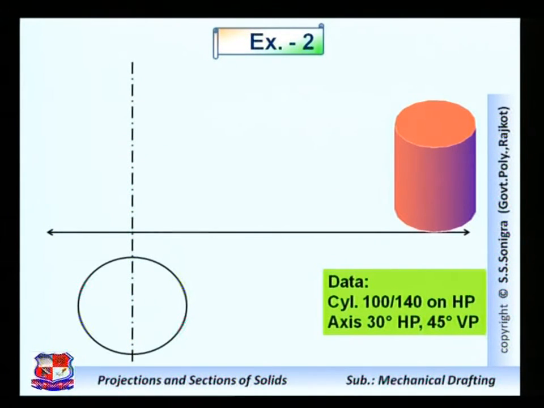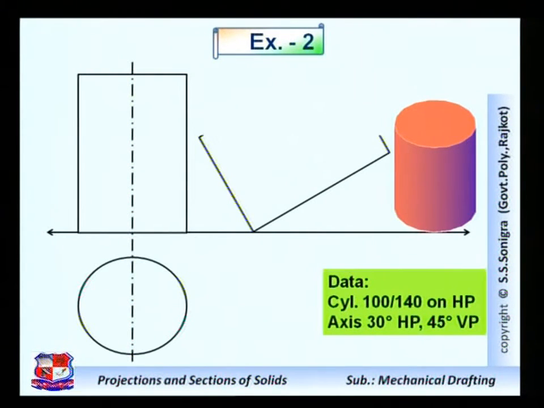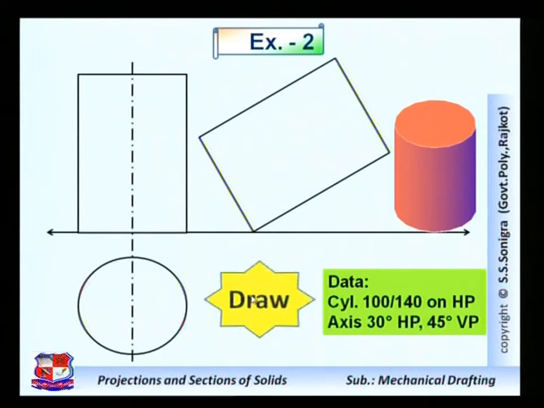Draw a circle below the XY line of diameter 100 mm, or 50 mm as a radius, and its front view having height equal to 140 mm by taking projection from the top view, and draw this front view. And here it is given that the axis is inclined at 30 degrees to HP. So rotate or tilt this front view at an angle of 30 degrees with the XY line. So redraw the same rectangle at an angle of 30 degrees with the XY line, and draw its top view.